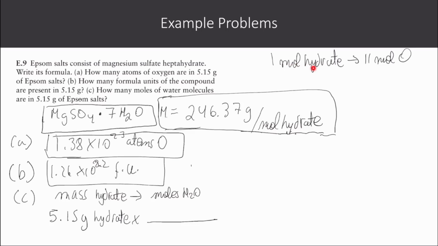Remember that we can get ratios of moles of hydrate to moles of different elements that compose the compound from just counting the atoms in the formula. So we can also see that instead of counting the individual elements, we can also count this molecule of water. So for 1 mole of hydrate, we have 7 moles of water molecules. So we have 7 moles of H2O.